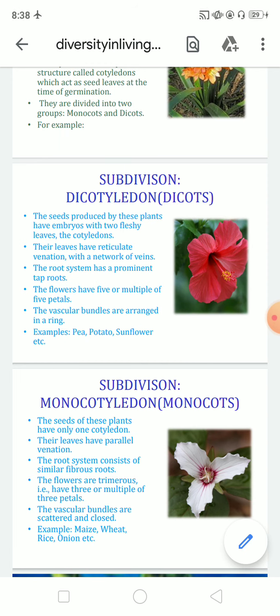and the root system has a prominent tap roots, and the flowers have five or multiple of five petals, and the vascular bundles are arranged in a ring. Examples: pea, potato, sunflower, etc.